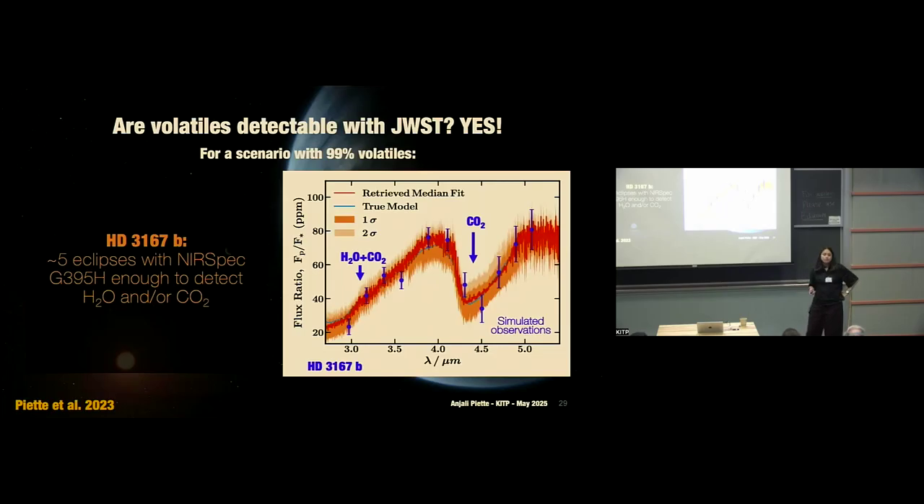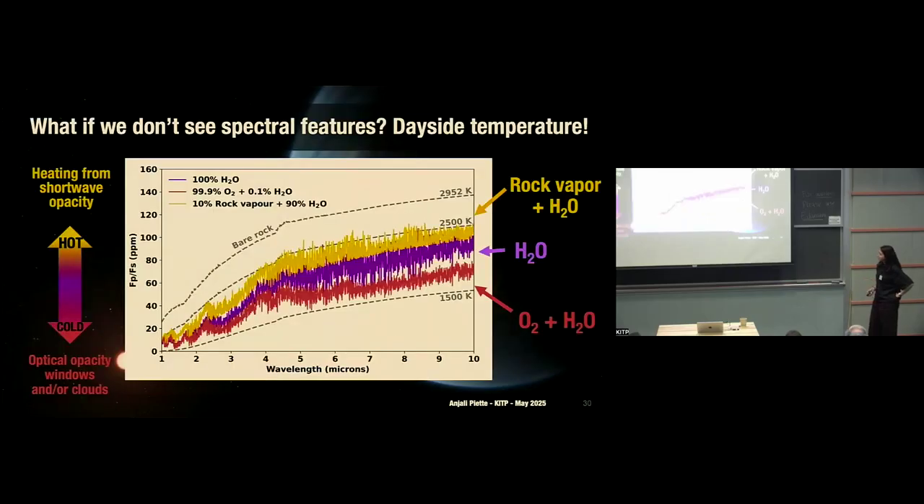But what if we don't see features? Let's go back to realism again. What if the spectrum is too noisy and we can't get that? Well, let's go back to the day side temperature again. That can be really informative.